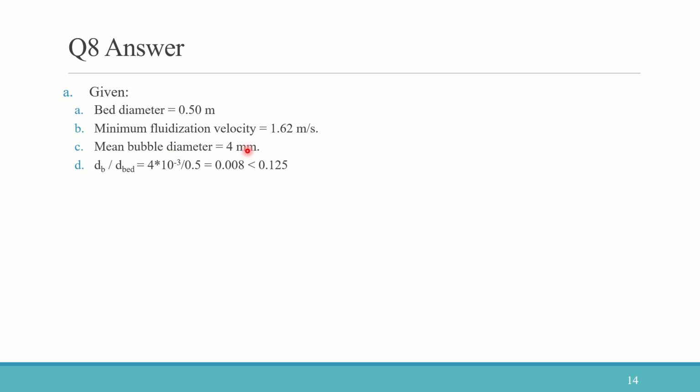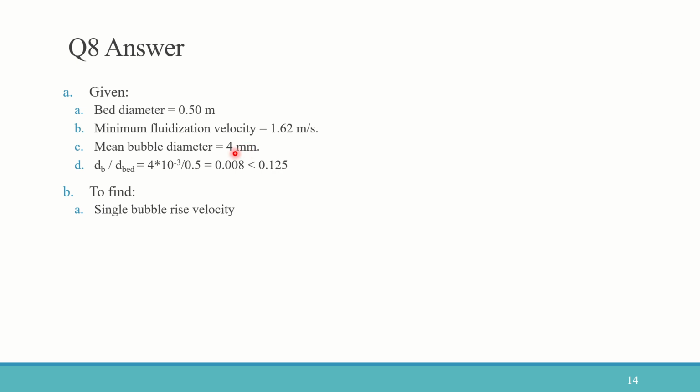Before proceeding, we need to calculate the ratio of dB by dbed. dB is the bubble diameter, 4 mm, and the bed is 0.5 meter. Calculating it, we get the value as 0.008. So it is less than 0.125, like less than 12.5%. Now the criteria is verified for us to proceed with using a certain formula.